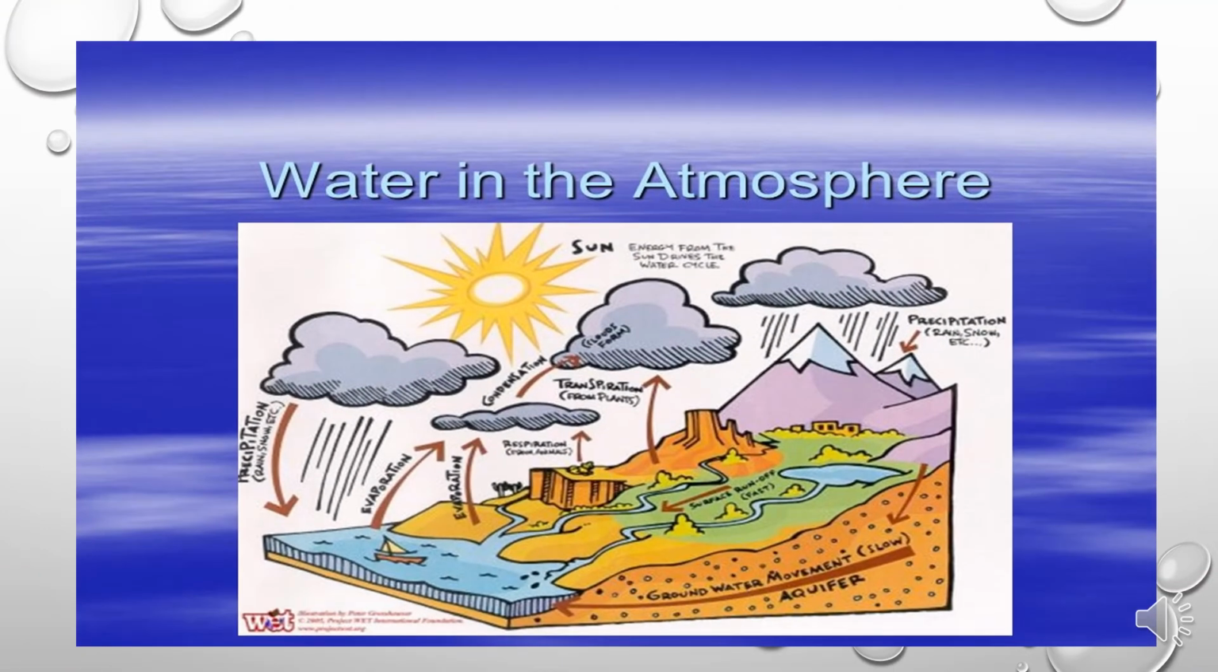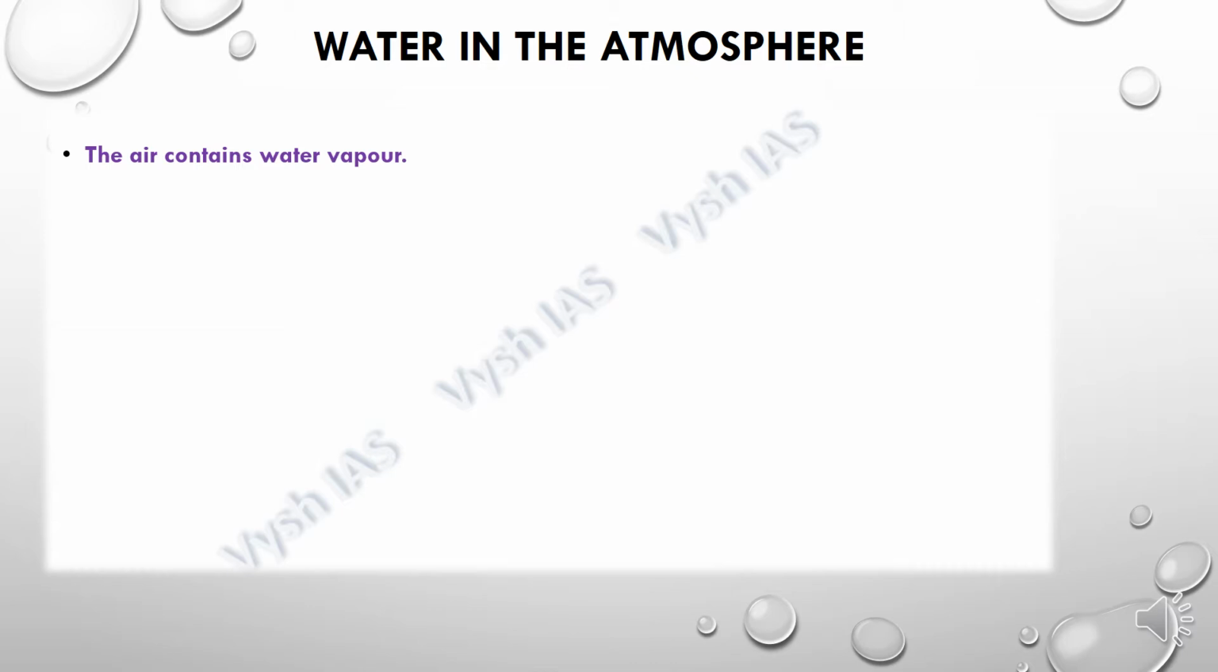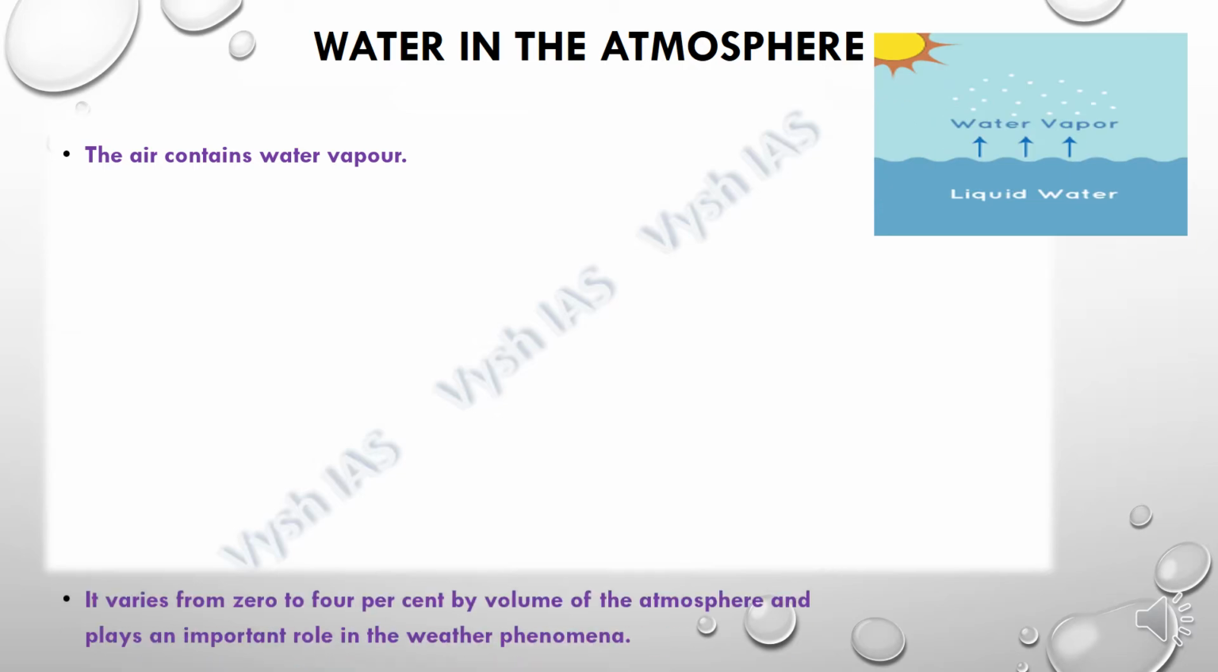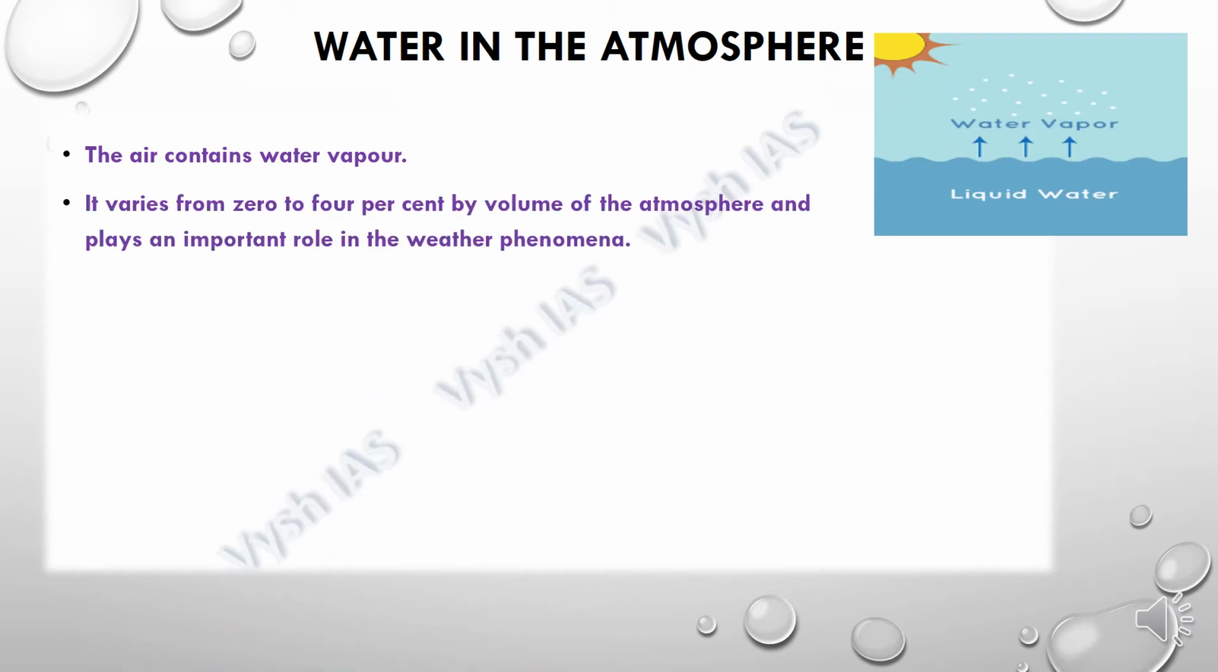So today we will be reading about water in the atmosphere, the various forms in which water is present in the atmosphere. First of all, we know that the air contains water droplets or water vapor. As you can see in the picture also, the water vapor is rising upwards, the liquid water turning into water vapor. It varies from 0 to 4% by volume of the atmosphere, and it plays a very important role in the weather phenomena.